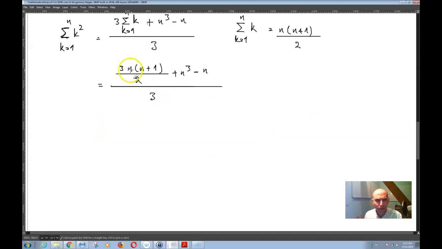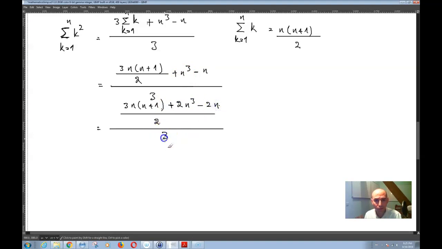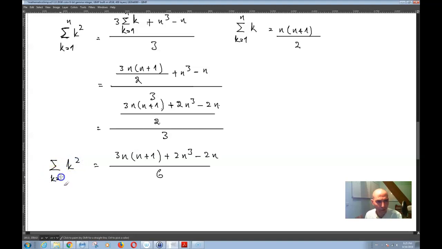And then I can take LCM 2 here, so this becomes 3n times n plus 1. And then over here I can write plus 2 times n cubed minus 2 times n over 3, which will give me 3 times n plus 1 plus 2 times n cubed minus 2 times n divided by 6. That is sigma k squared, as k goes from 1 to n.